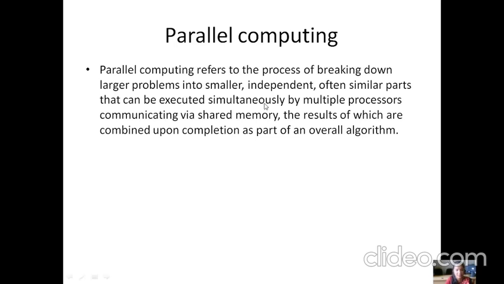In distributed computing, all the computers are connected to the central computer. So the neighbor computers will not have a connection with each other. In parallel computing, the task will be broken down into smaller problems or independent problems. All these smaller pieces are going to get executed simultaneously by the processors, communicating via the shared memory.